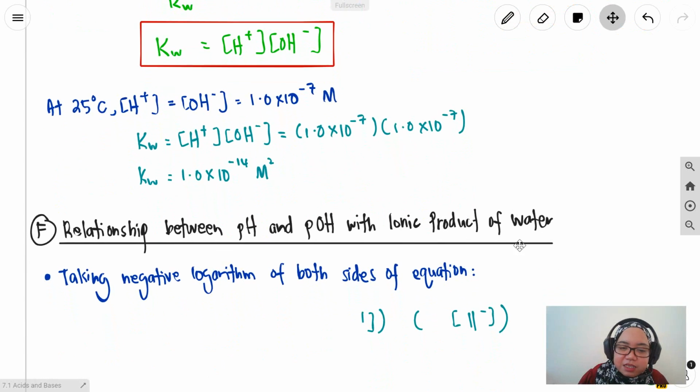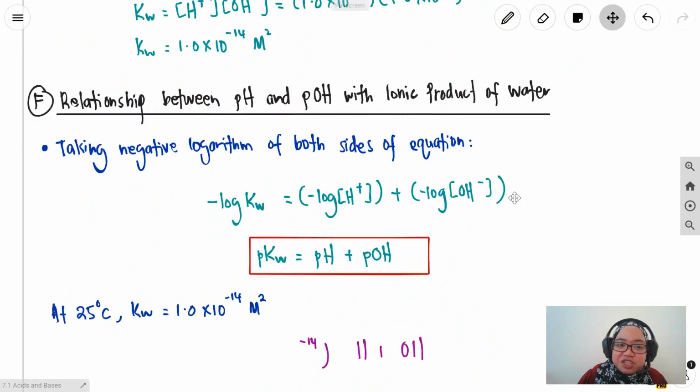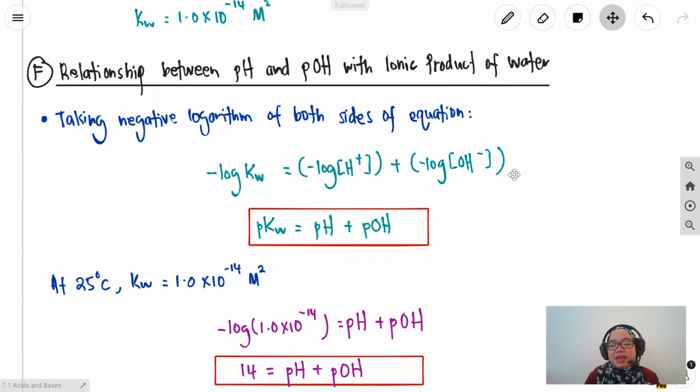14. Next, we are going to look at the relationship between the pH and pOH with the ionic product of water just now. So first, we take the negative logarithm of both sides of the equation. So we put the negative log on both sides. So we put the negative log Kw equal to negative log H plus negative log OH minus. So we get pKw is equal to pH plus pOH.